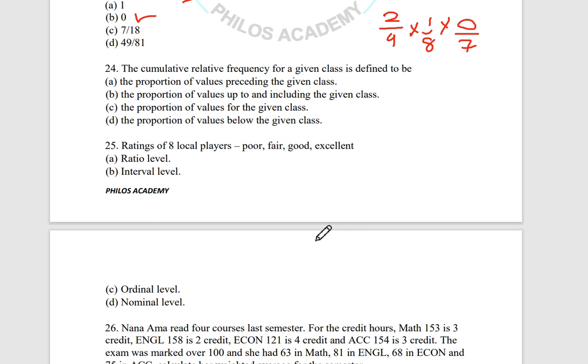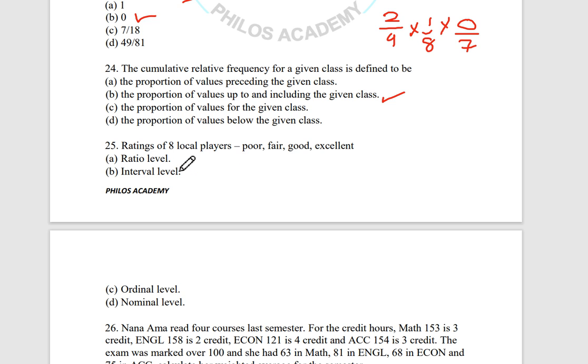24 says, the cumulative relative frequency for a given class is defined to be A, the proportion of values preceding the given class, B, the proportion of values up to and including the given class. So the answer for this is B. Then C, the proportion of values for the given class, and D, the proportion of values below the given class. The answer is B. If you remember how I calculated the cumulative relative frequency, or cumulative frequency in pool, you add from the beginning to the given class.